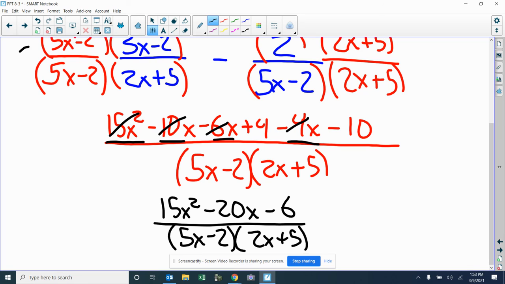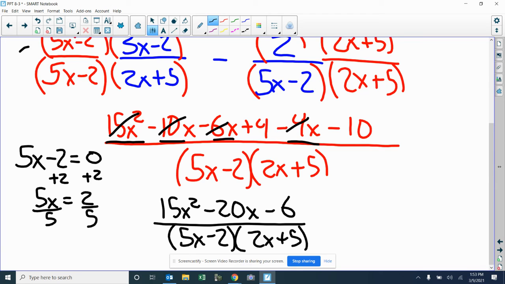All we need left to do is figure out what x can't be. So let's set that first binomial equal to 0. I'm going to add 2 and get 5x equals 2. Then divide by 5. And my first one, x cannot be 2/5. That's my first value x cannot be.